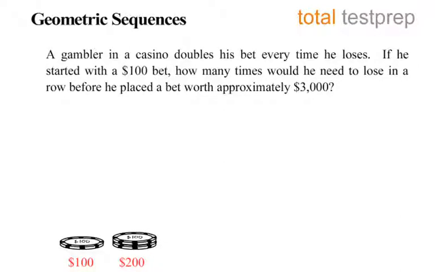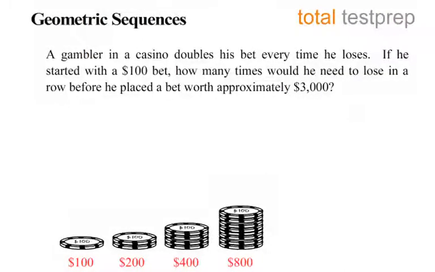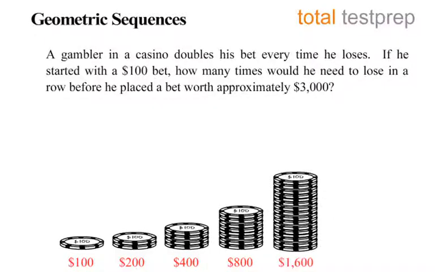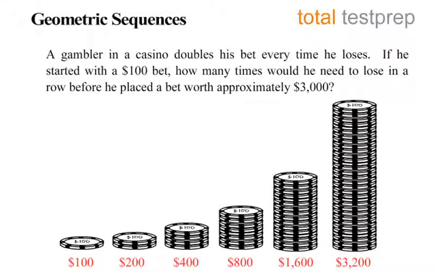So if he loses again, he's going to double down and now put down a $400 bet. If he loses a third time, he's going to put down an $800 bet. If he loses a fourth time, he's going to put down a $1,600 bet. And finally, if he loses a fifth time, he's going to put down a $3,200 bet, which is approximately $3,000.